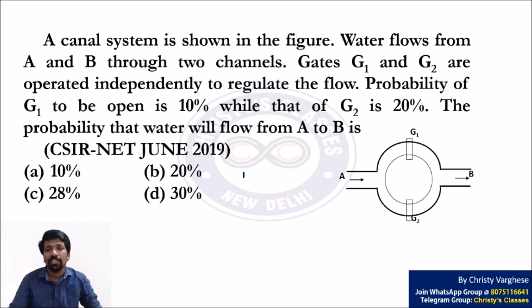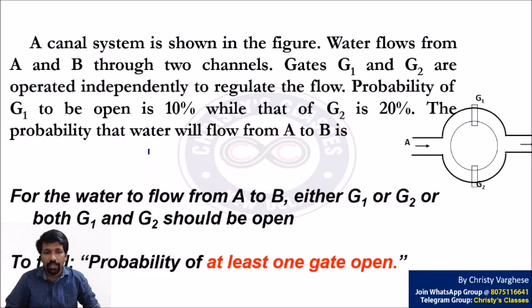Otherwise, for exactly one gate open, you have to find G1 open and G2 closed, plus G2 open and G1 closed. So the final answer is option C in this question, 28%. If that is clear, the detailed steps are written here. If you want, you can read through them.